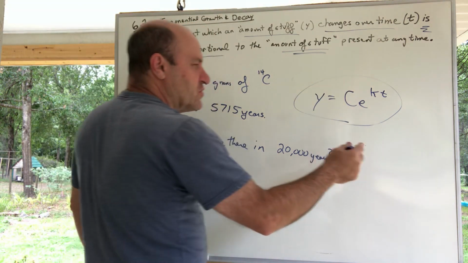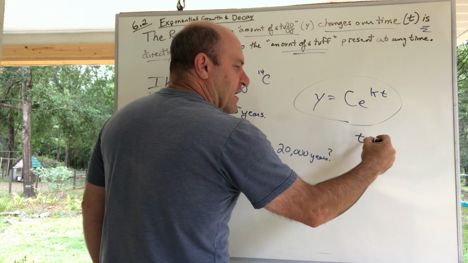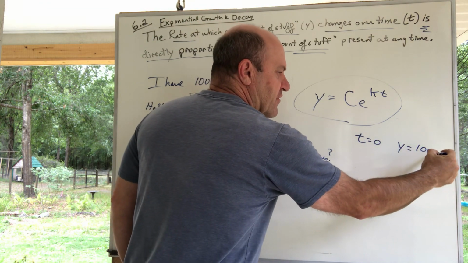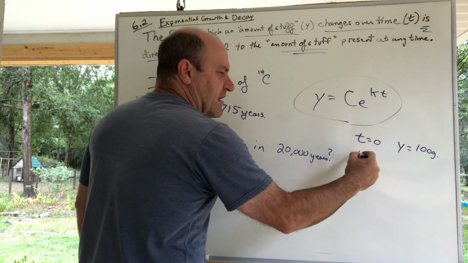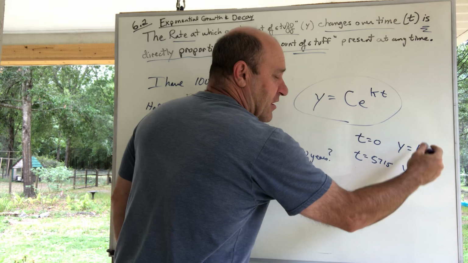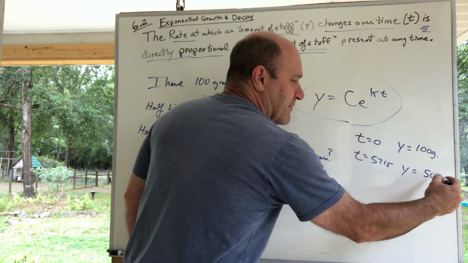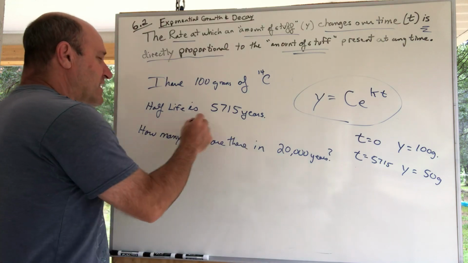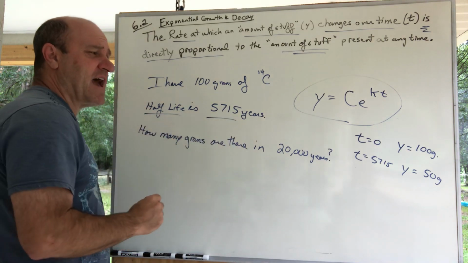One thing you do is you get organized. When t equals 0, how much stuff did we have? That was 100 grams. And we know that in 5,715 years, I'll lose half of it. I'll have 50 grams. So that's a couple of facts I know, based on the half-life somebody gave me.